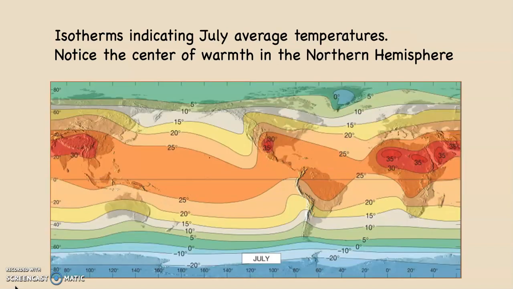Take a look at this isothermal map in July. Notice how it all shifts north, because the subsolar point shifts north. Do you see the utility of these types of maps? The isotherms are showing you what's happening with temperature.